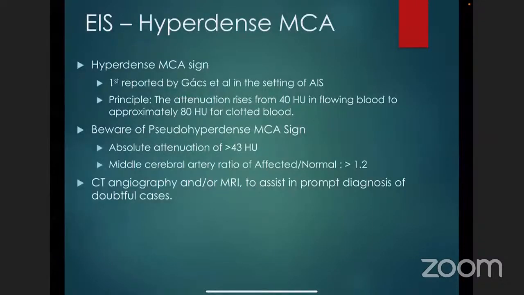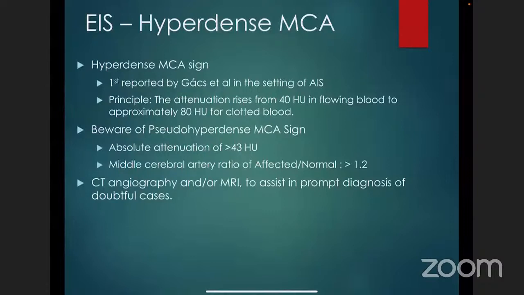So the earliest change is the hyperdense MCA sign, first reported by Cox and his colleagues in the setting of acute ischemic stroke. The principle behind it is that the attenuation rises from 40 Hounsfield units in flowing blood to approximately 80 Hounsfield units for clotted blood. But be aware of the pseudo-hyperdense MCA sign, which we'll talk about.